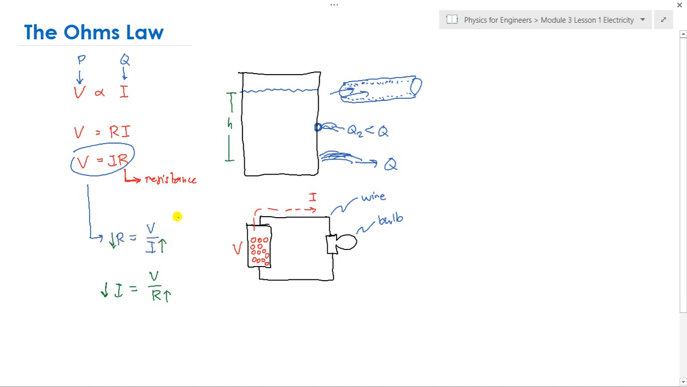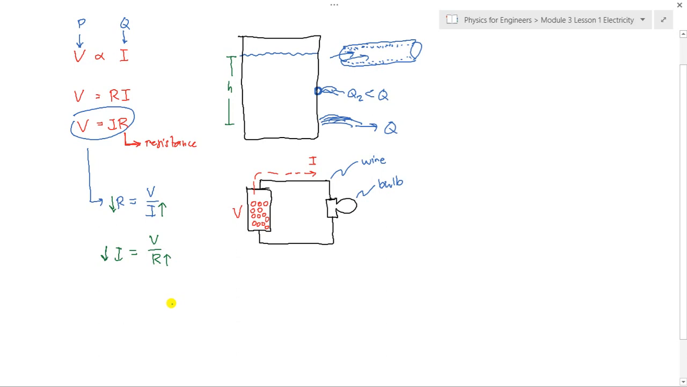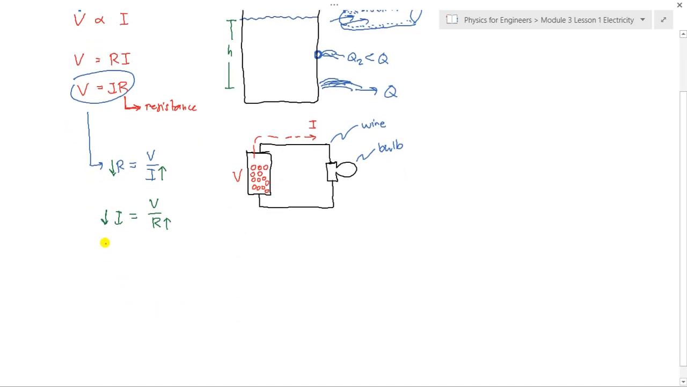Okay, and then dimensional analysis. So our current I, what is its dimension, class? Does anyone have an idea what the dimension of current is? Did you not take electricity in senior high school? What are the units? None?